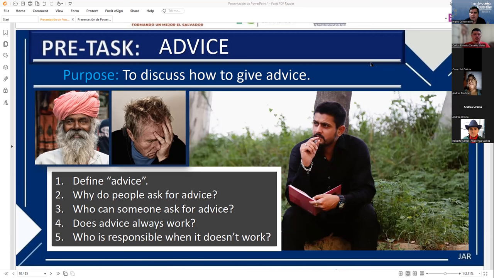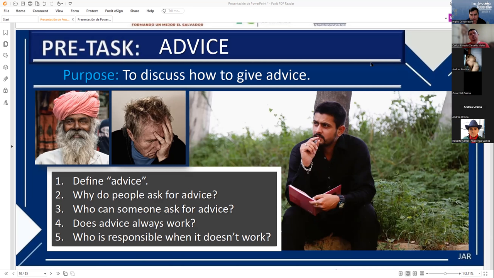Yes, I agree with you that advice can be, sometimes it's a solution, sometimes it's a guide. Some people ask about solutions. They are in trouble and they need solutions. Other people are going to do something that they have never done and they need guidance. They need someone to give them ideas how to do it. So in that case, that is also advice.